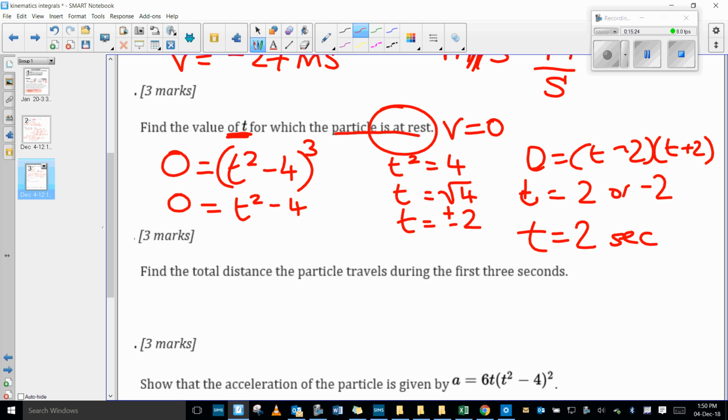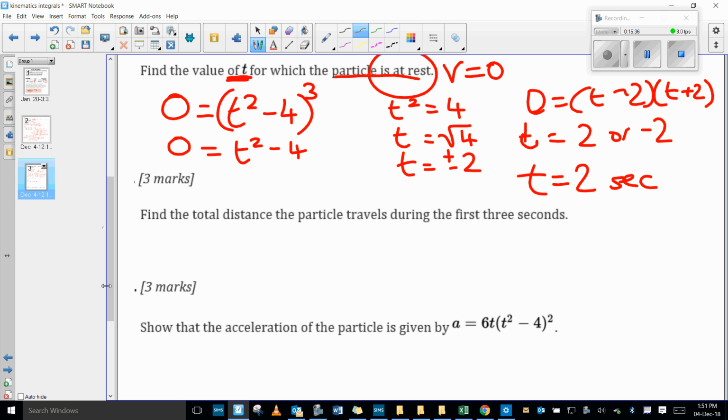Now, it's asked us to find the total distance of the particle in the first 3 seconds. You've got to be careful here, because remember, when we're finding definite integrals, what do we have to keep an eye on? If I was to try and find the definite integral of this function between this point and this point, say this was 5 and this was 0, I wouldn't be able to find the definite integral between 5 and 0. Why not?